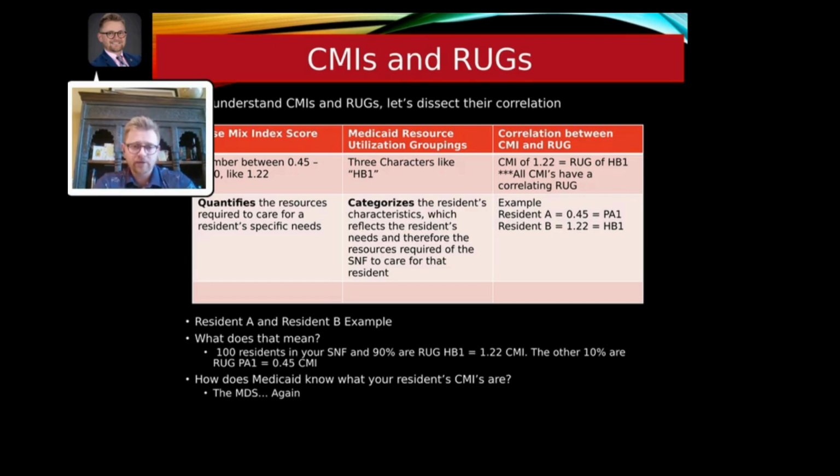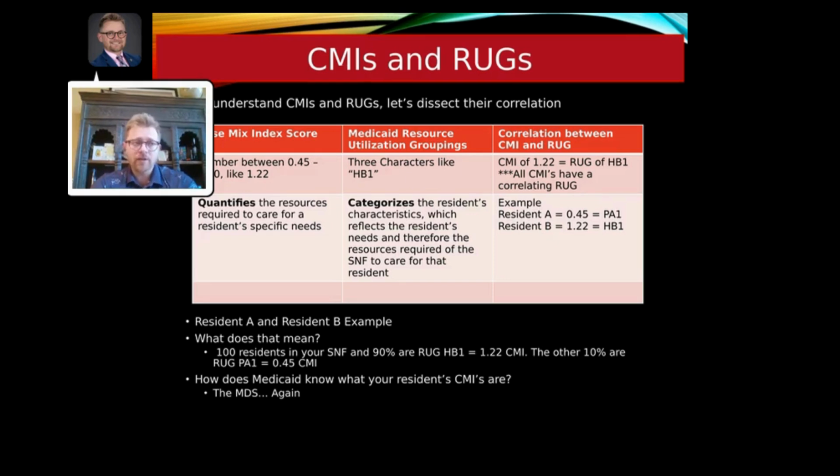So let's look at another extreme example, and I think it'll help understand why we have these CMI scores and how they impact what we get paid. So let's go back to two extreme examples, okay? We have our 100 resident nursing home, and let's say in an extreme example, every single patient in that nursing home has a CMI of 3.0. That means they've all got a lot going on.